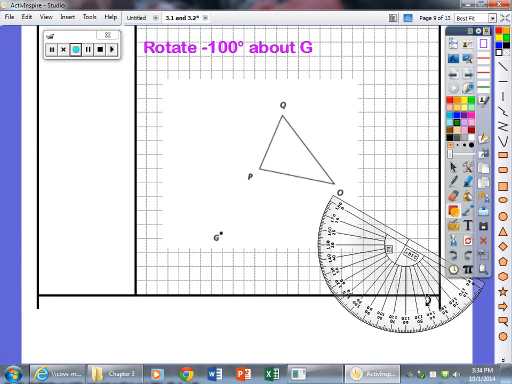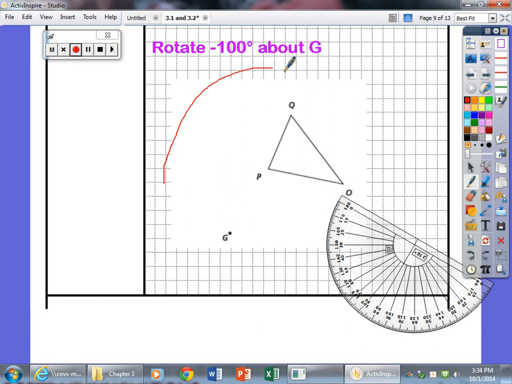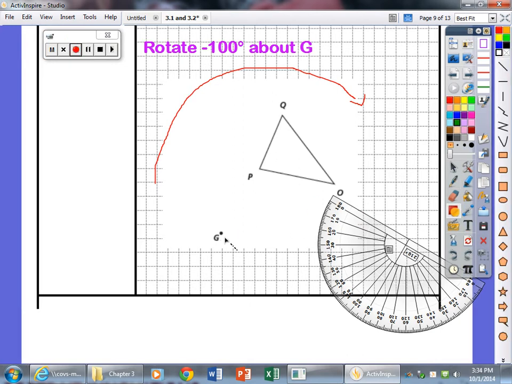Now to actually do a rotation ourselves is a little bit more difficult, but it can be done. Whenever I do this, the first thing I want to do is join one of the points on my triangle to the rotation point. So notice I'm going to rotate it negative 180 degrees, and since I'm rotating negative, that means I'm going to go in this direction. G is going to be my rotation center. So the first thing I want to do is connect G to O.